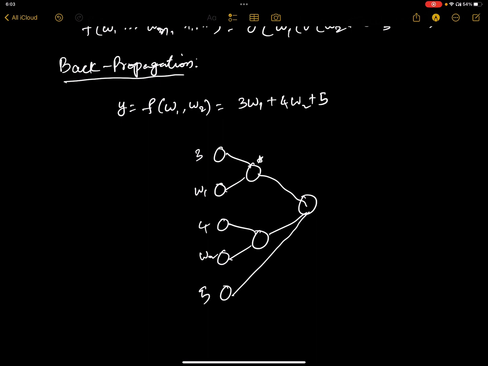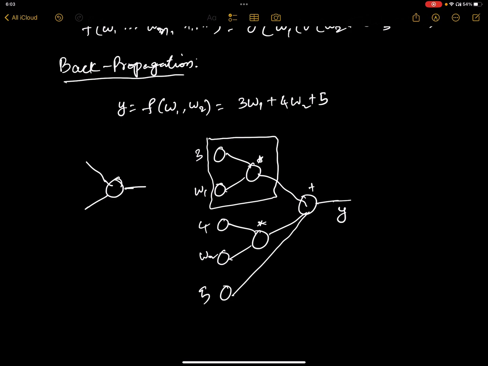This is a multiplication node, and this is a plus node, and we have the output value y. We take any simple or complex function, and we express it in terms of simple and manageable units by creating a computation graph. In this computation graph, one simple manageable unit is a node that has inputs and one output.